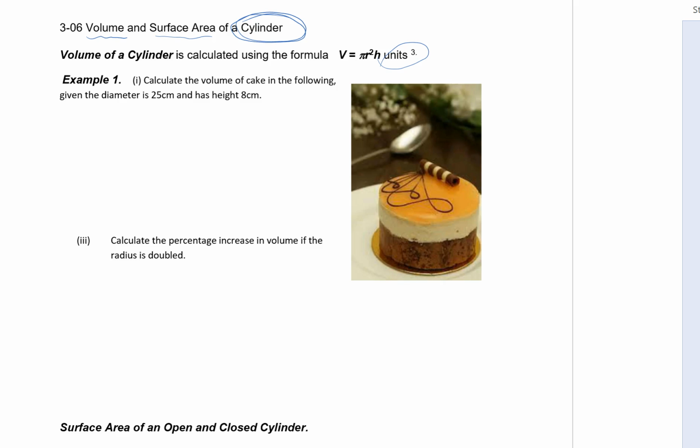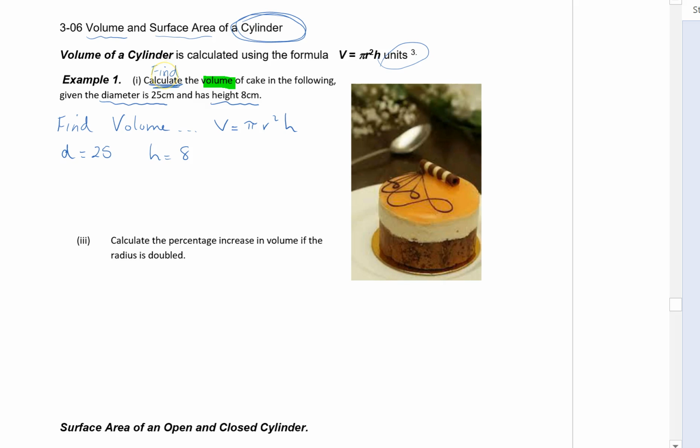It says, calculate the volume of cake in the following, given the diameter is 25 and has height 8 centimetres. We're going to practice a good approach to solving problems by underlining and identifying. I'll pause the video and do that and come back and talk about it. So you can see there that I've underlined calculate and I've replaced it with find.